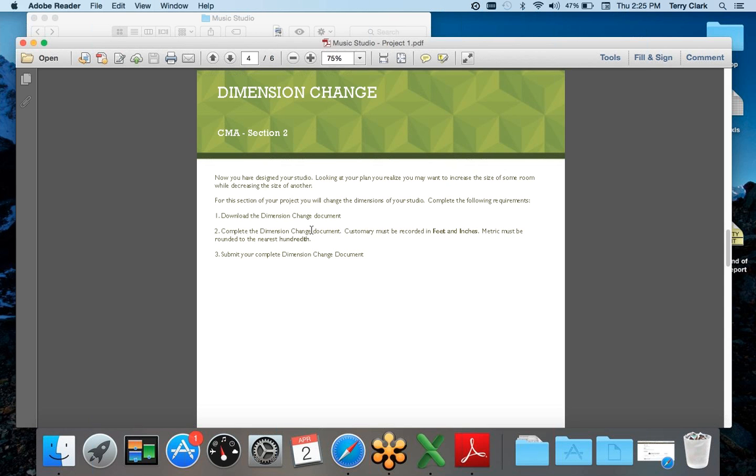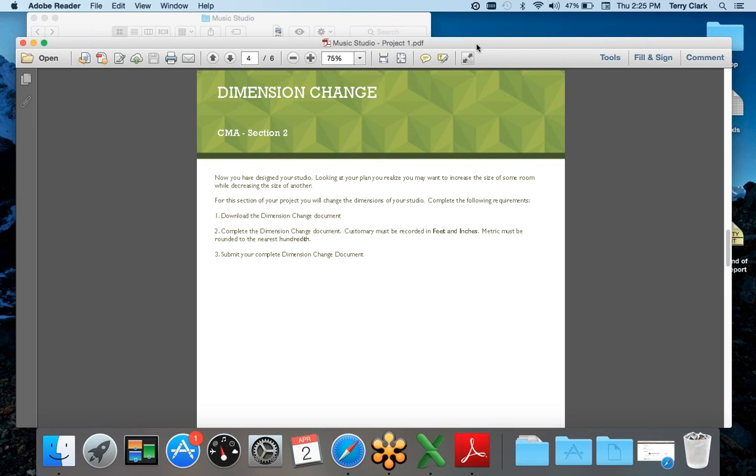All right, here's section two. We know in section one we had to do the blueprint, and the dimensions were provided to us. Now we're going to move on to section two, where we have to download the dimensions change document and complete it. Those dimensions that we just saw in section one are going to get changed out.